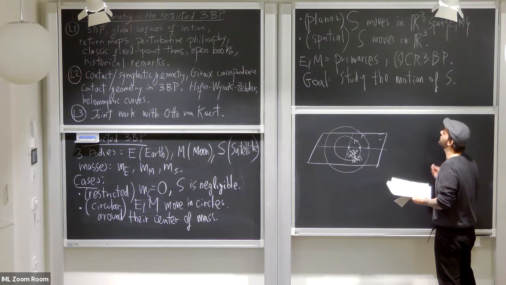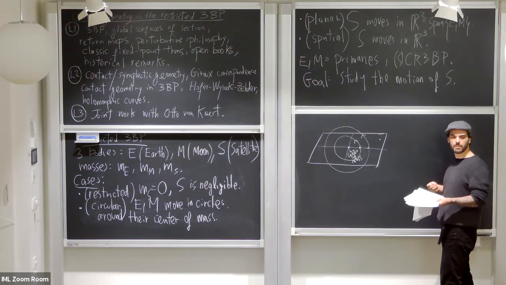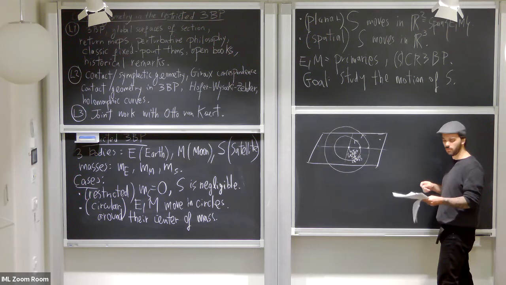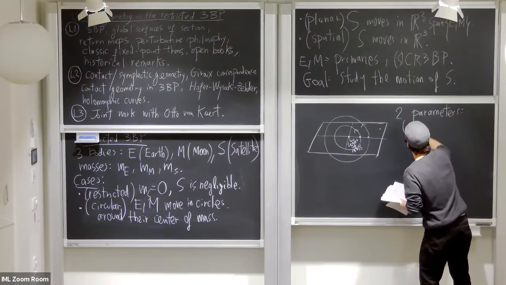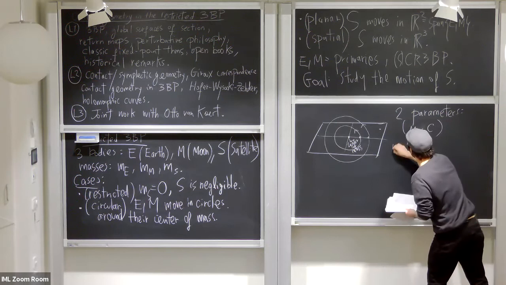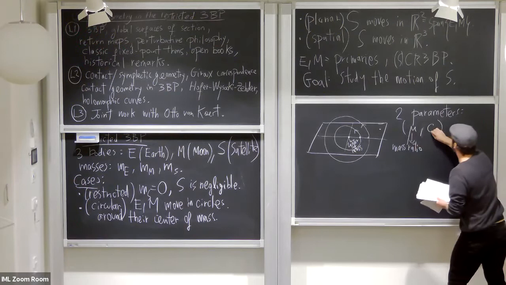One of the reasons why people have looked at the planar situation is a matter of degrees of freedom, because the dimension of the problem is two less than the spatial problem. So in this problem, there are basically two parameters. We'll denote them by mu and c. So mu is the mass ratio of the primaries, and c is the energy of the system.